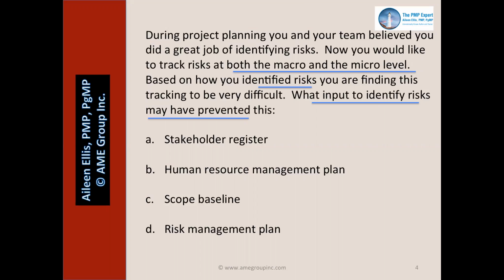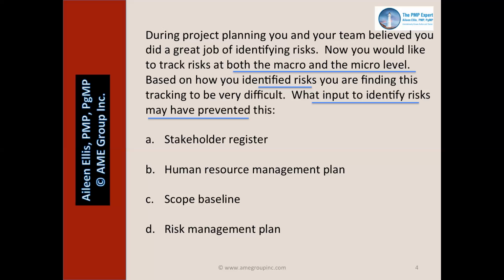I know the right answer needs to be an input to identify risks. I'm hoping I can eliminate one or more answers because they are not inputs to identify risks. When I look at the four choices, bad news, all four of these are inputs to identify risks. So that phrase is not going to help me. They're asking, what can I do so that I can track my risks at both the macro and the micro level, meaning track big picture and detailed.